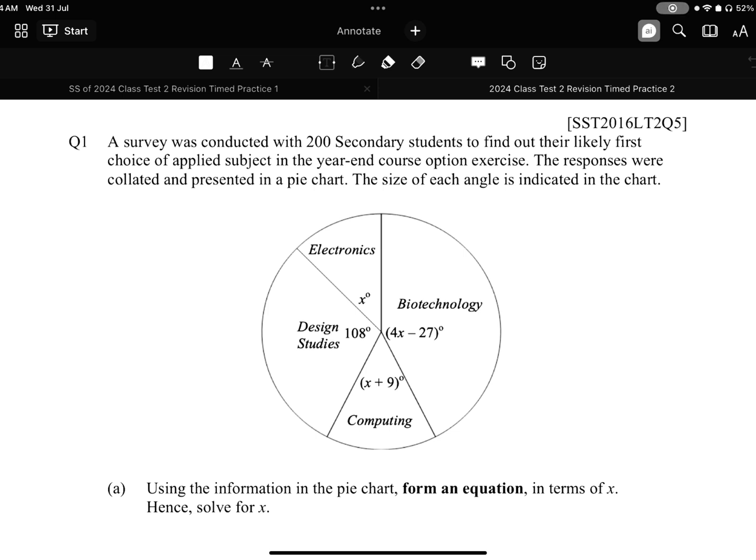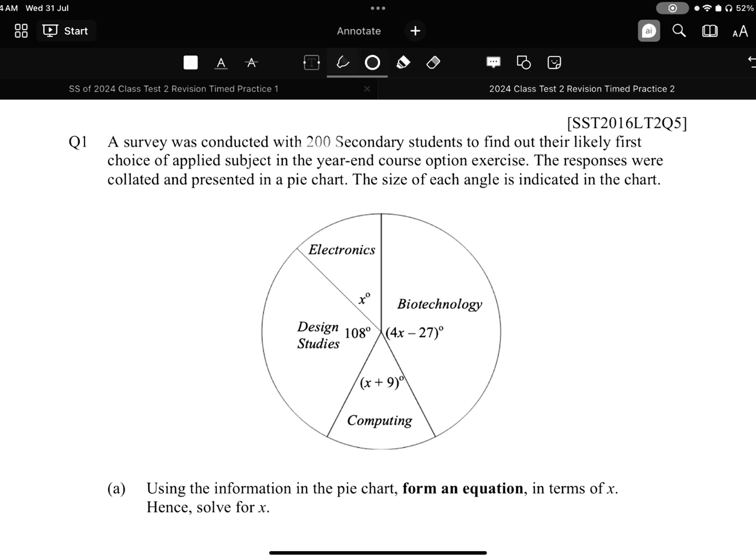Okay, so the first question here, we see a pie chart, right? And when we see a pie chart, of course, we know that one round of the pie chart will be 360 degrees. That's one of the first things that we need to take note. And that will correspond with the total number of the subject, in this case, students. So as you can see, we have 200 students here.